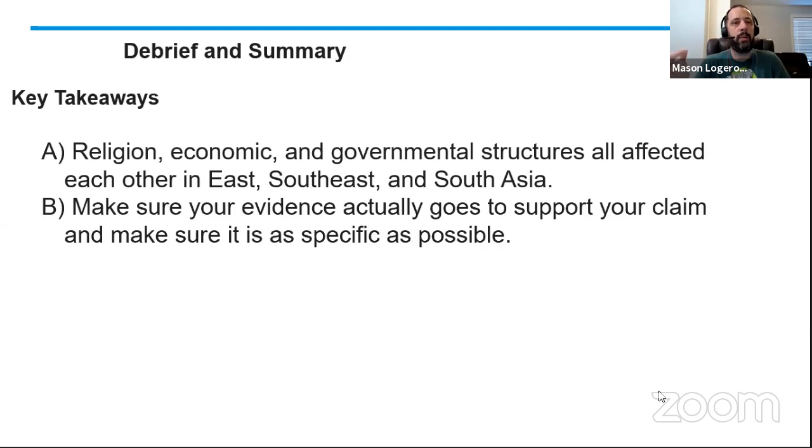Also, we're talking about evidence and claims. Make sure that any evidence you have in your essay, first off, supports your claim. That's step 1, and that's a big one. But remember, make it as specific as you possibly can. No one's expecting you to come up with exact numbers and figures, but try and mention as many specific events, people, processes as possible.